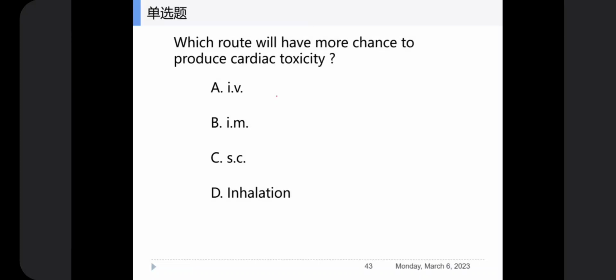Which route will have more chance to produce cardiac toxicity? You can see it. IV, IM, AC, or inhalation. Which one is the correct answer?